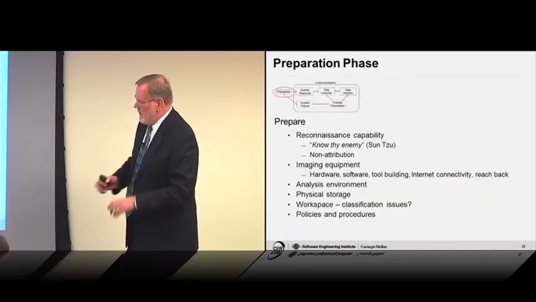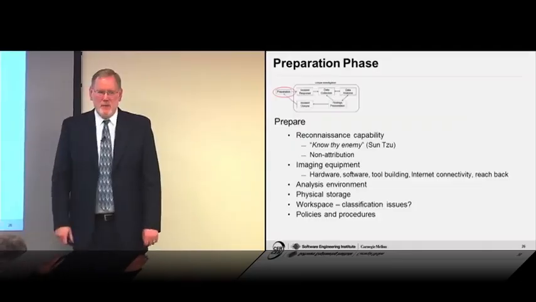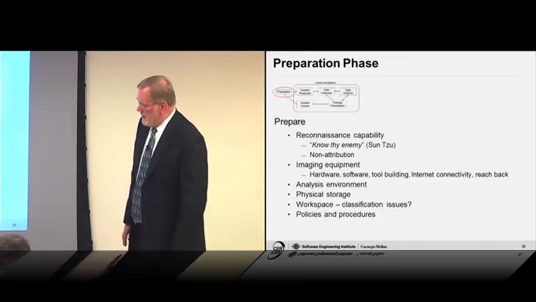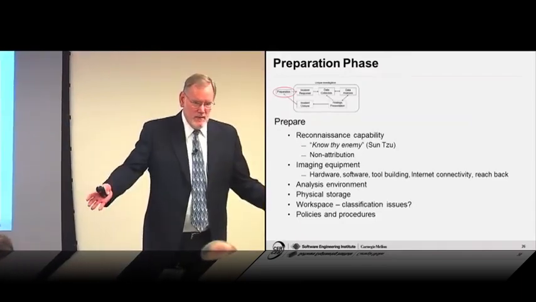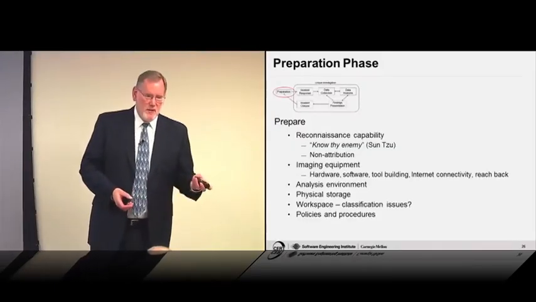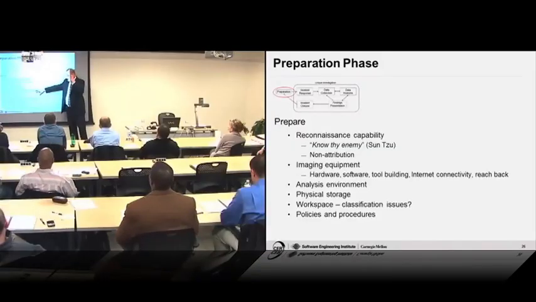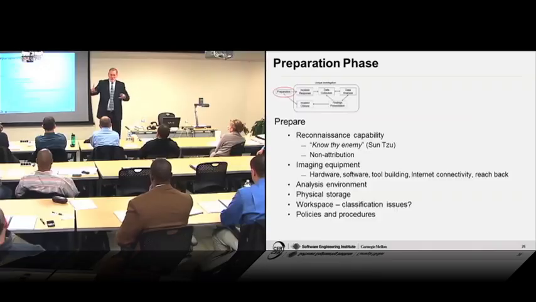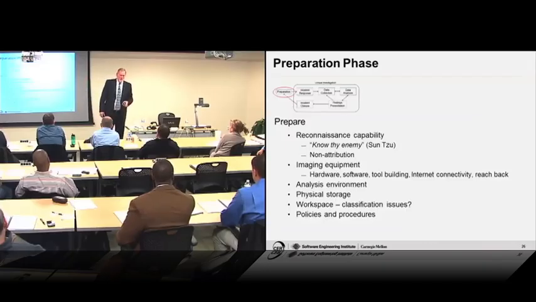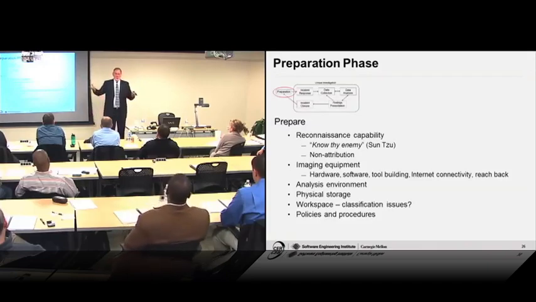Imaging equipment, hardware, software, tool building, internet connectivity, reach back. Now what's meant by that is, imagine that you've done some reconnaissance and you've decided that the machine is a FreeBSD 8 machine. And so eventually you're going to go on site, and you talked about capturing memory and capturing the disk, so you need a collection of tools. Now your reconnaissance said it was a FreeBSD 8 system, but you get out to the site and you find out it's a FreeBSD 6 system. And the tools that you compiled and brought with you on CDs, thumb drives, what have you, don't work under FreeBSD 6. What are you going to do?